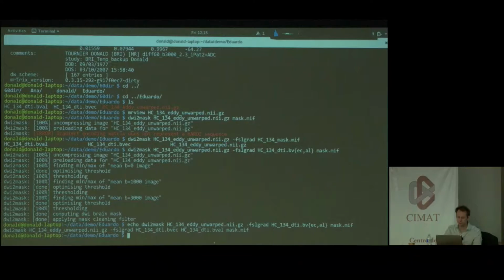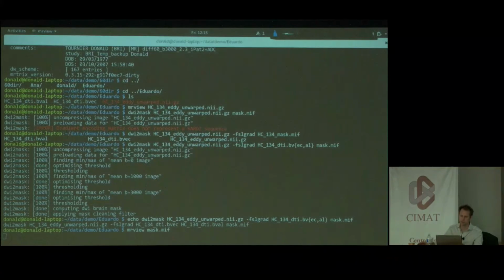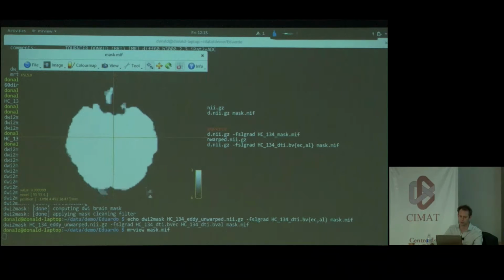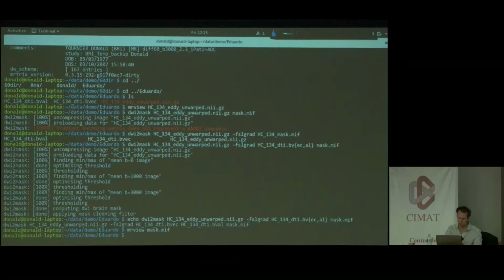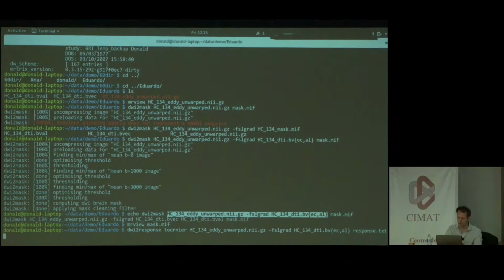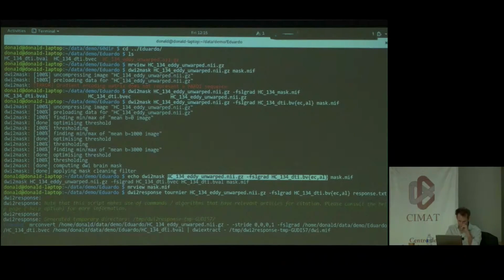So at that point, I have a mask. Let's just inspect the mask and make sure it's kind of okay. It's not too bad. And I want to get a response from this. I'm going to use just a single shell, outer shell response from that. So let's just copy paste this stuff so I just have it. Let's go for it. So let's hope it doesn't take too long.